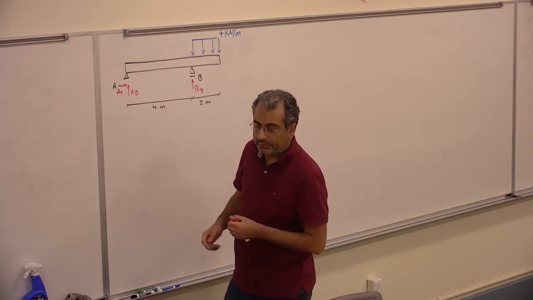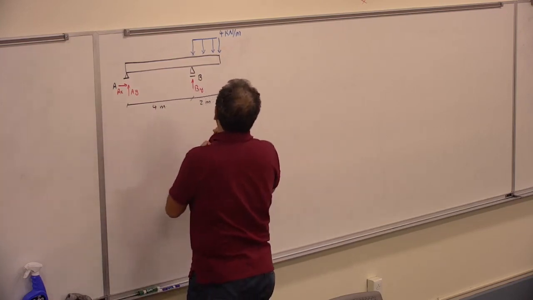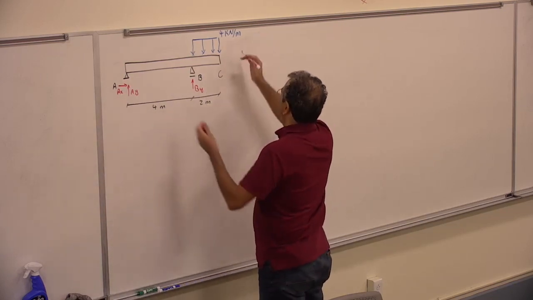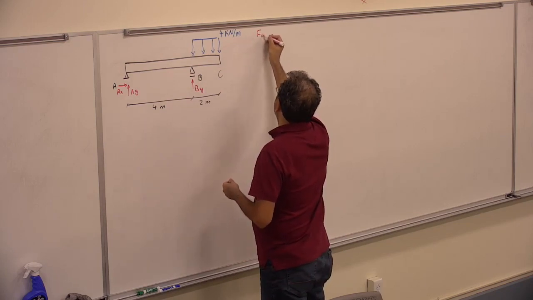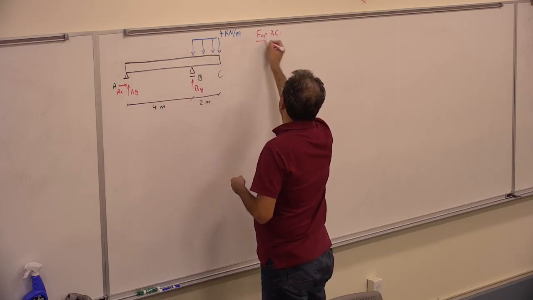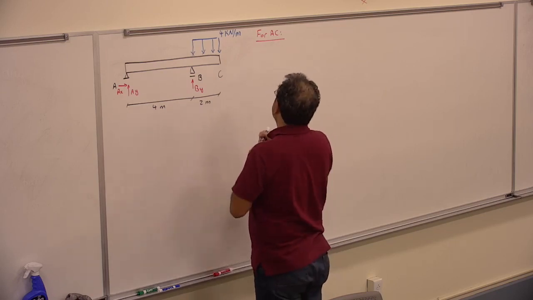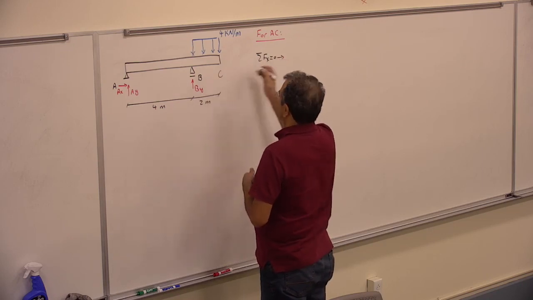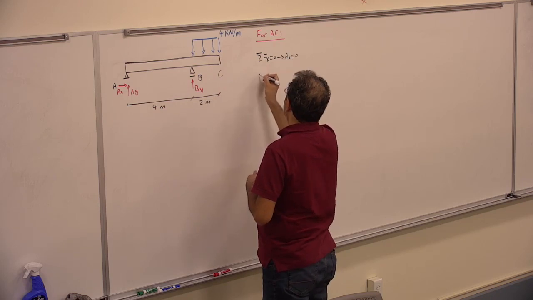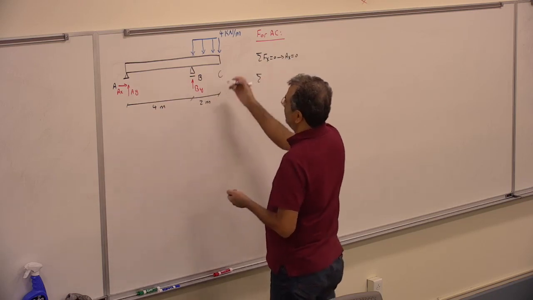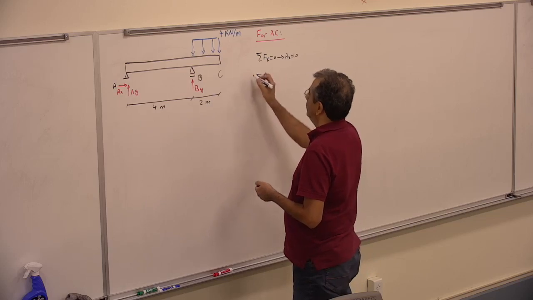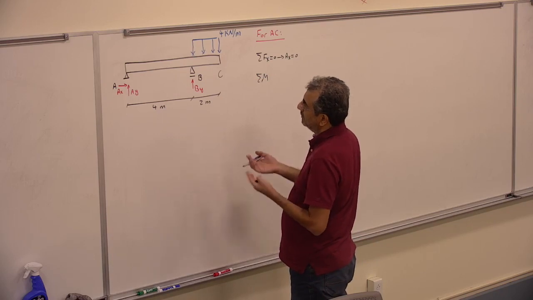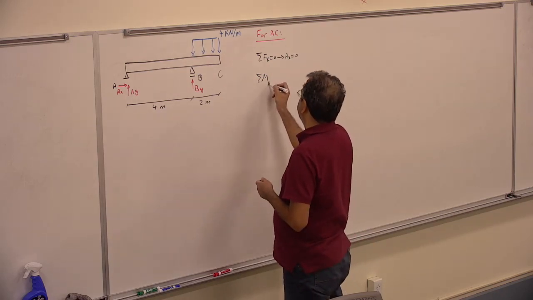Let's call the last point C. So for the AC, for the entire beam, I can write the sigma Fx is 0, gives me the AX is 0. I can write the sigma Fy 0, doesn't help me. I can write the sigma M about A probably, 0.